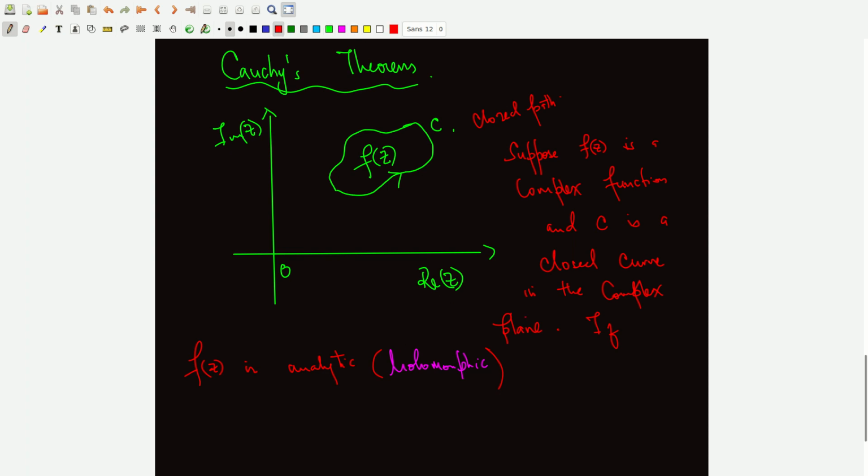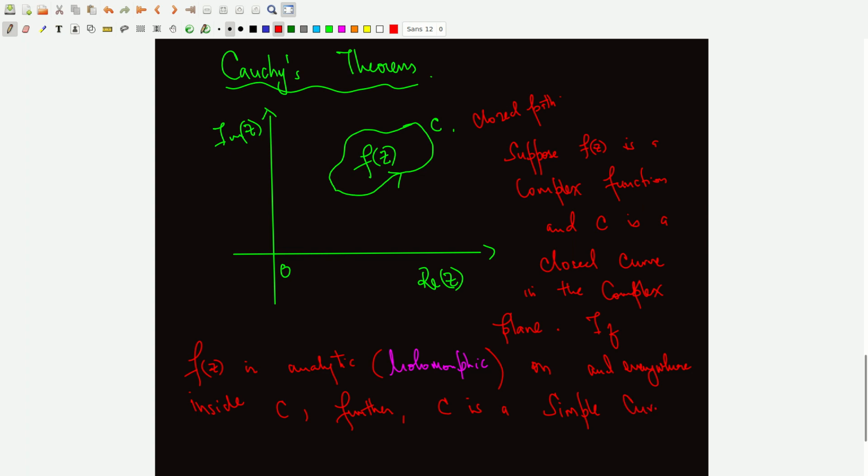Okay, it is analytic. I'll go with analytic, on and everywhere inside C. Okay, further we have that C, on and everywhere inside that. Further we say that C is a simple curve.